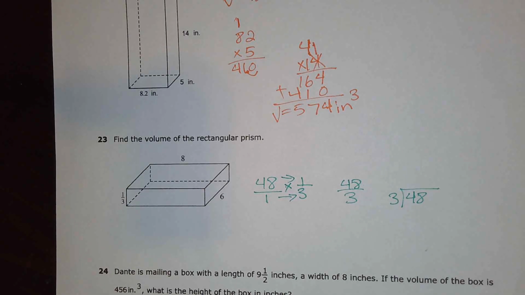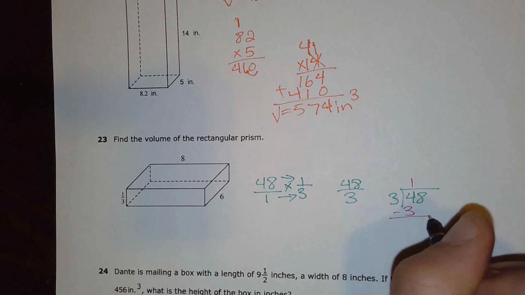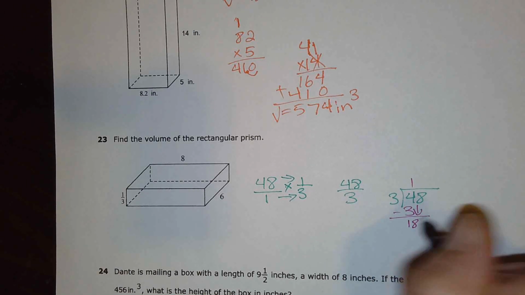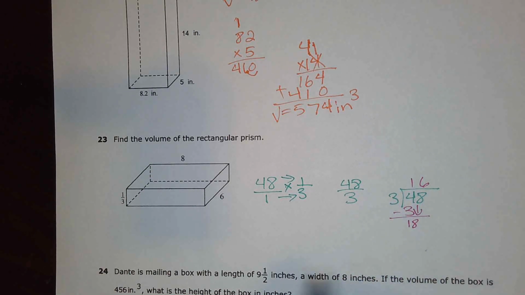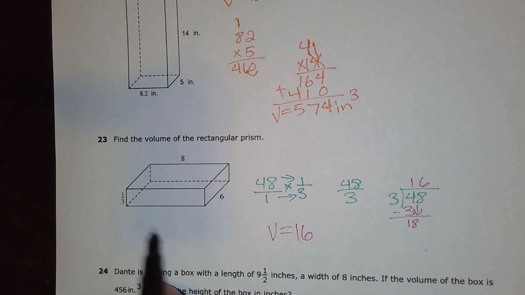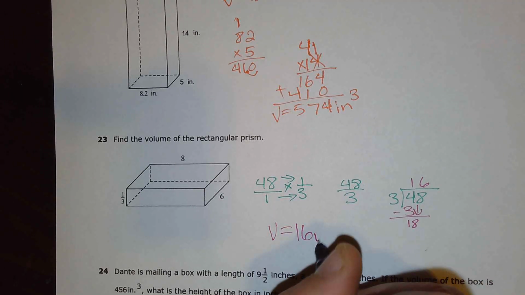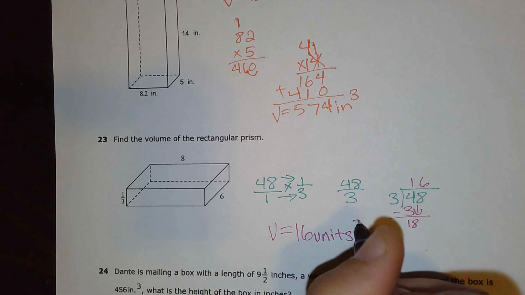So here you can see that 3 fits into 4 once, right? That's going to give you 3. That's a 1. Bring down the 8. 3 fits inside of 18 6 times. So the volume here is going to be 16. There's no unit of measurement, so I'm just going to say units cubed.